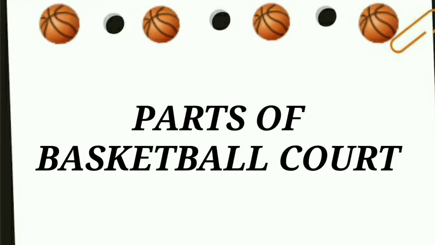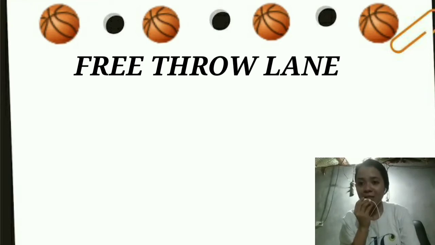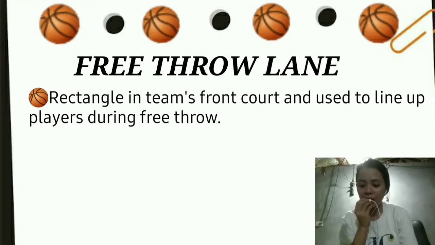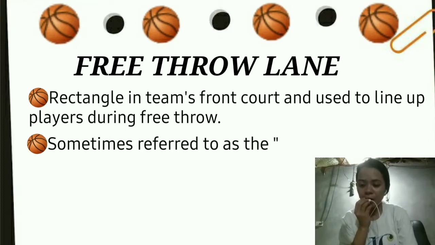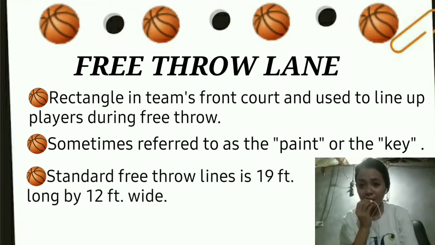Next, in basketball court dimension, there are parts of a basketball court. Number 1 is the free throw line or free throw lane. What is the free throw line? It is a rectangle in a team's front court used to line up players during a free throw. The free throw line is sometimes referred to as the paint or the key. The standard free throw lane is 19 feet long by 12 feet wide.